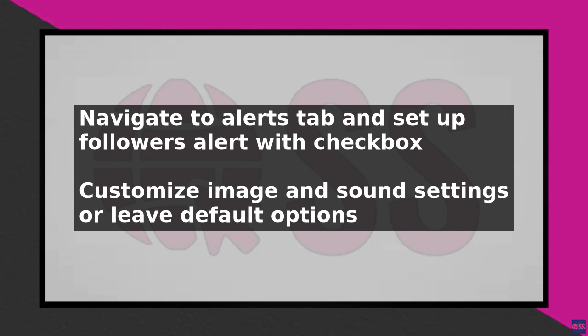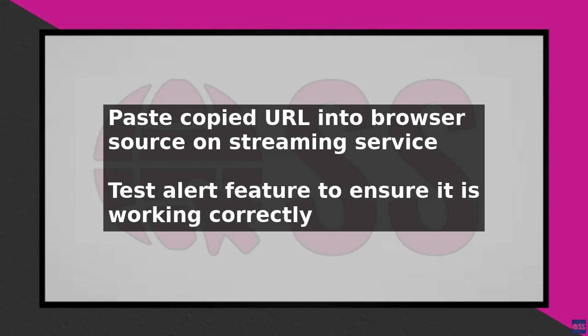Explore the various options, such as style, provision, alert duration, and text customization, and adjust them to your preferences. Once you've made your selections, save your settings and copy the provided URL.